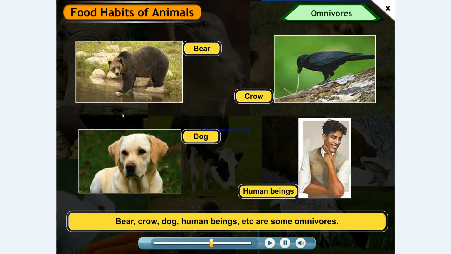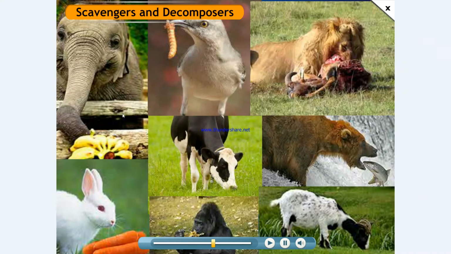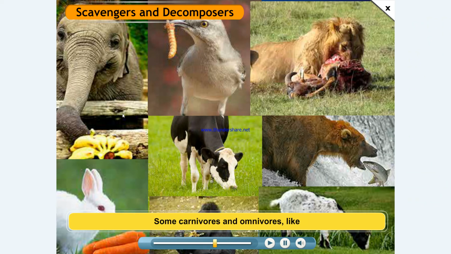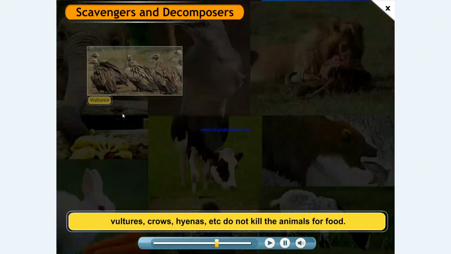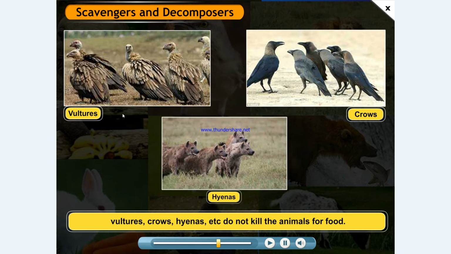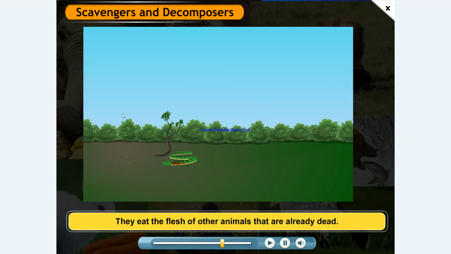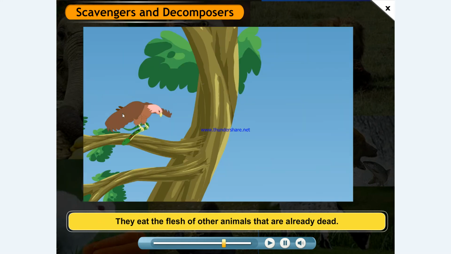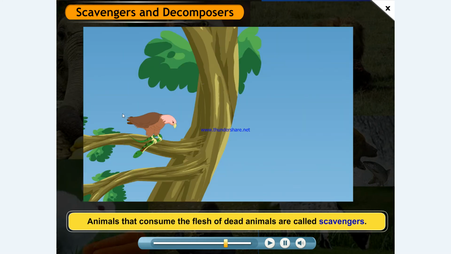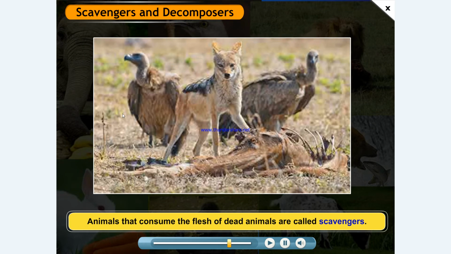are some omnivores. Scavengers and decomposers. Some carnivores and omnivores like vultures, crows, hyenas, etc. do not kill the animals for food. They eat the flesh of other animals that are already dead. Animals that consume the flesh of dead animals are called scavengers.